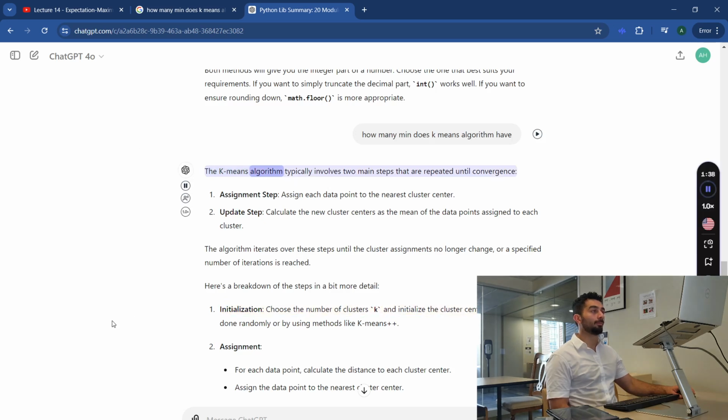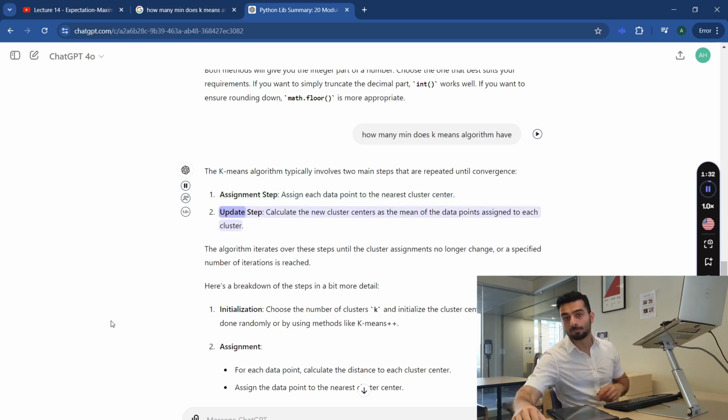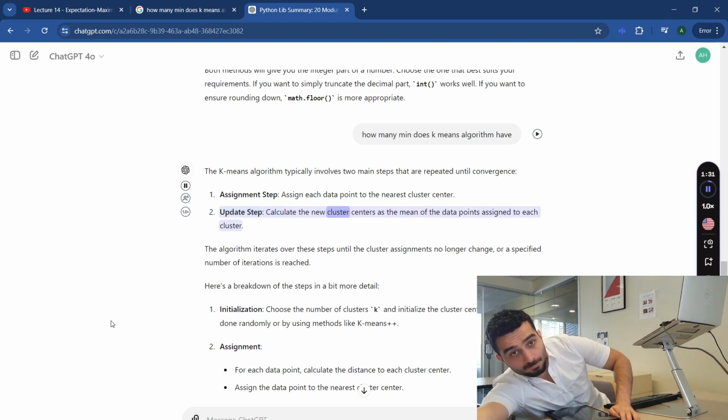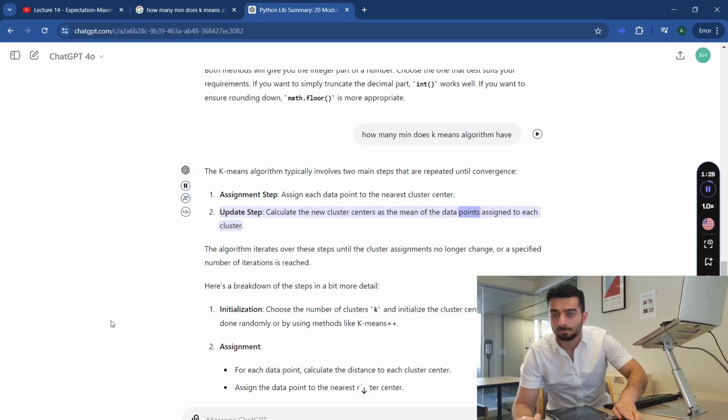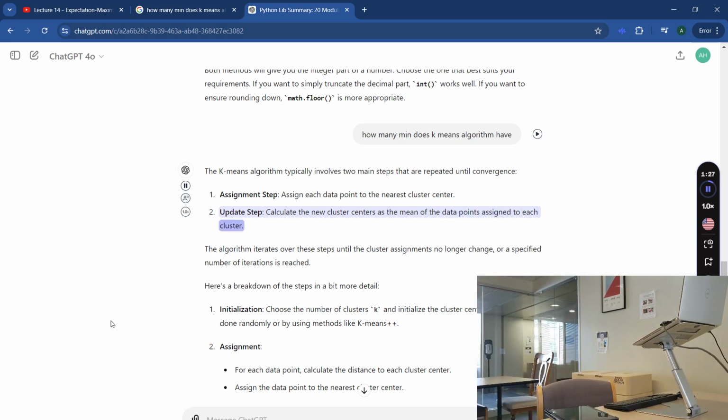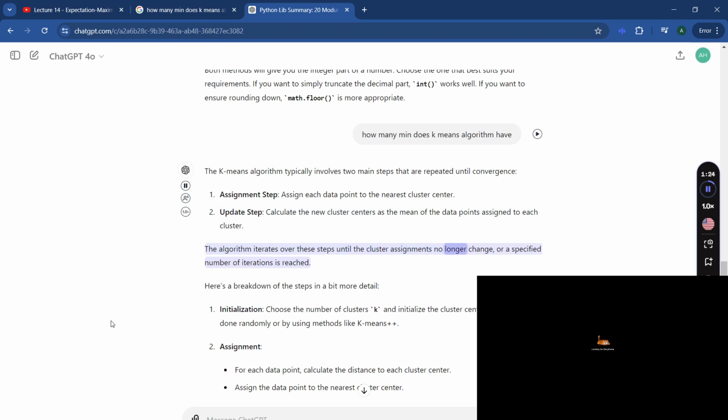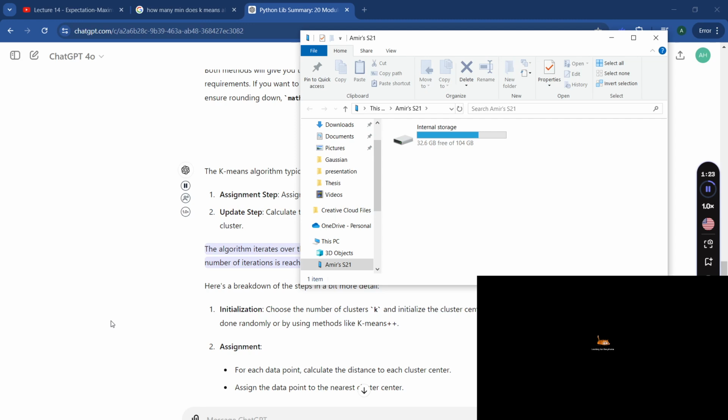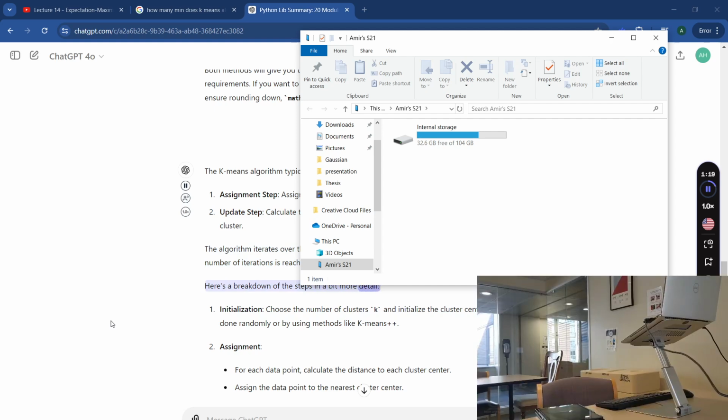The k-means algorithm typically involves two main steps that are repeated until convergence. Assignment step: assign each data point to the nearest cluster center. Update step: calculate the new cluster centers as the mean of the data points assigned to each cluster. The algorithm iterates over these steps until the cluster assignments no longer change, or a specified number of iterations is reached. Here's a breakdown of the steps in a bit more detail.